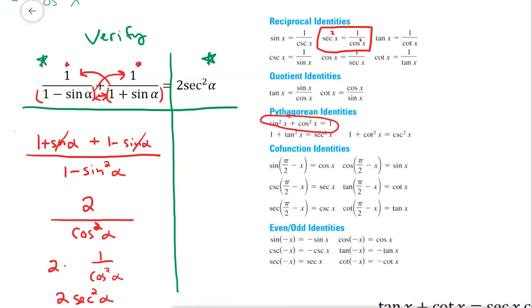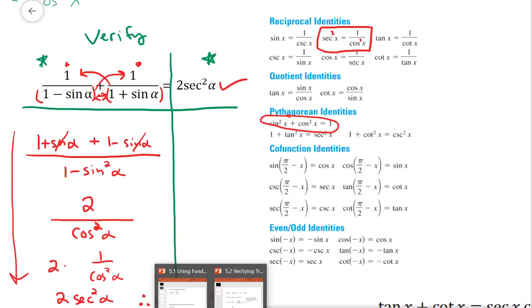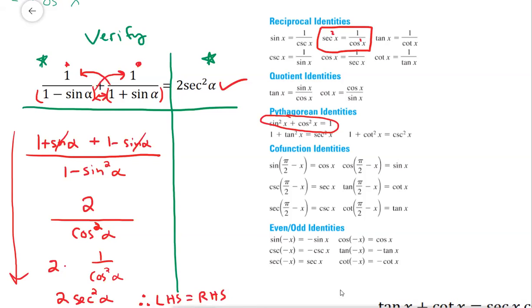So what happens is I worked down, and I actually got 2 times secant squared of alpha. And so I say something at the end like, therefore, the left-hand side does equal the right-hand side. All right? So there we go. Scroll down, and let's try to work on another one.